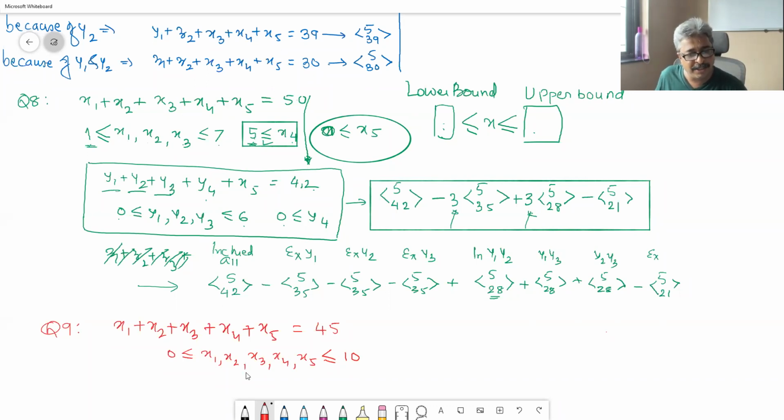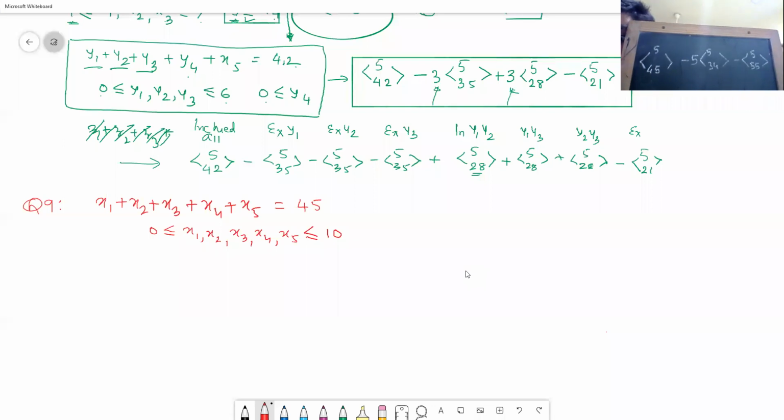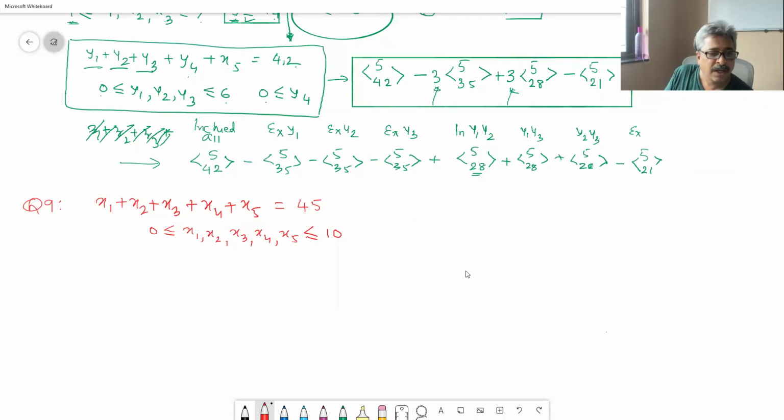I made it easy because the lower bound is 0 for all, and all of them behave exactly the same way. But I made it difficult because the upper bound condition is there for each one of them. Where is my answer correct? It is impossible for me to check. The answer is 5 elbow 45.